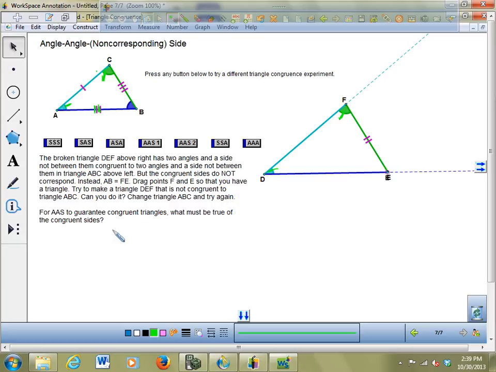Okay? So angle-side-angle only works if you go in the correct corresponding parts. For angle-side-angle to guarantee congruent triangles, what's meant to be true about the corresponding sides? They must be congruent. So this angle-side-angle does not work because this is not corresponding to this.